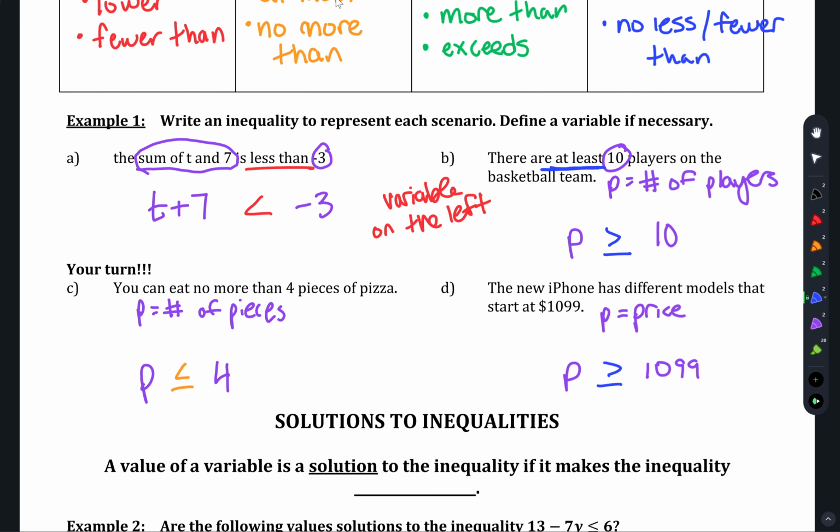All right, and for letter C, we have P is less than or equal to 4, where P is the number of pieces. And for letter D, X is greater than or equal to 10.99, where X is the price of a phone. Starts at is another one of our words that can mean greater than or equal to, so maybe we add that to our box as well.